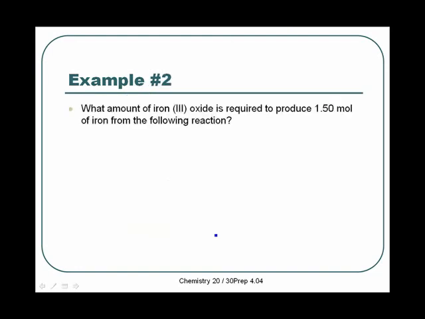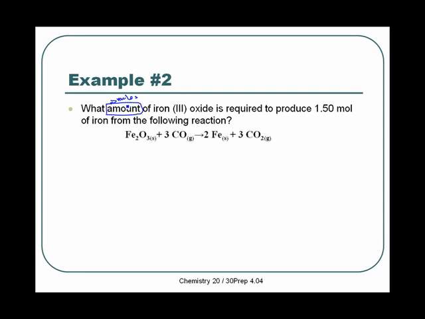Alright, let's try another one. So we want the amount, and the word amount always refers to moles. If we want to find mass, we'll ask for mass. Or if we want to find grams, we'll ask for mass. If we want to find volume, we'd ask for maybe milliliters or liters. So amount always refers to moles, the amount in moles. So what amount of iron 3 oxide is required to produce 1.5 moles of iron from the following reaction.